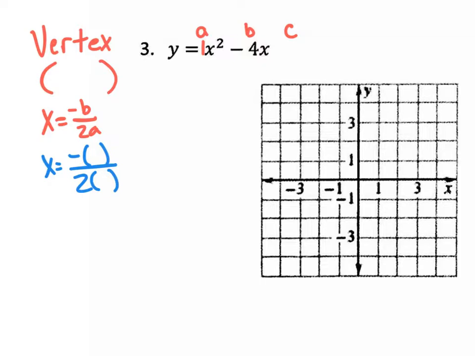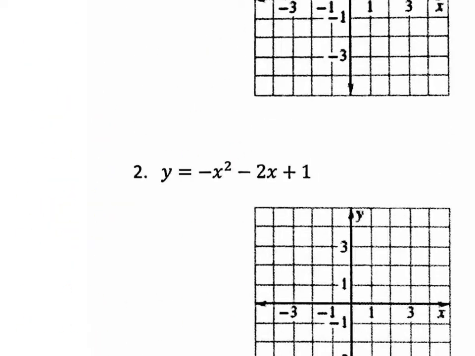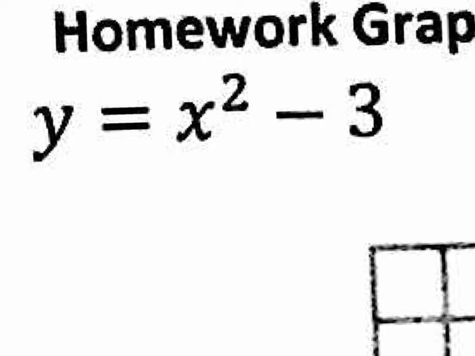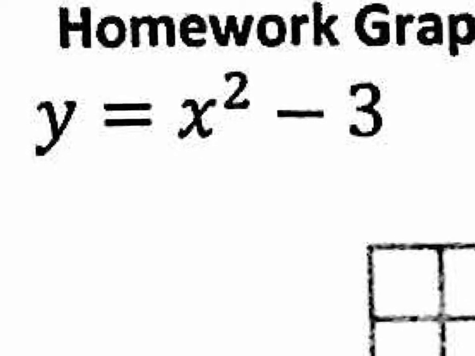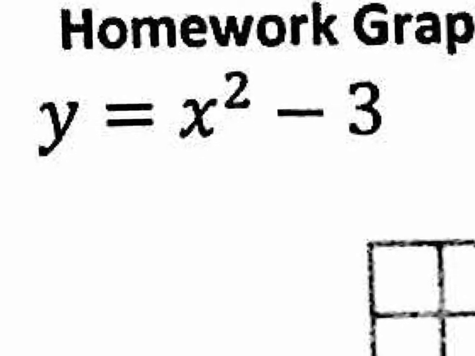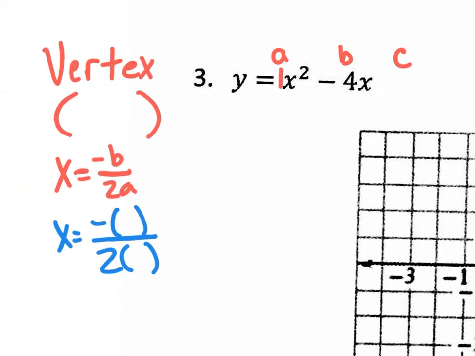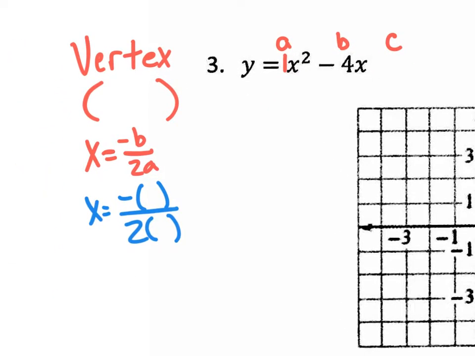Now, on number 1 above, there was no b value because there is no x term. But on the one we're on now, there's no c value, there is a b value. As you can see right there, the b value is negative 4, the c value is not there. So let's use those a, b, and c values, or just the a and the b value, to find the vertex.